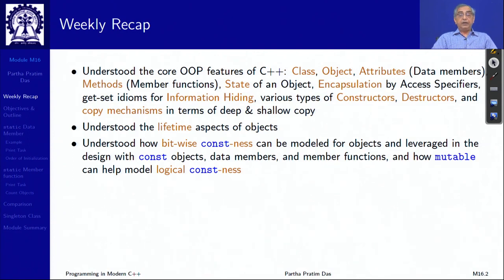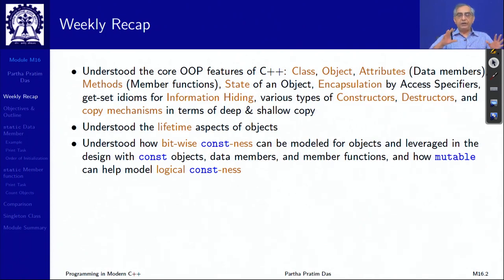Based on this, we also understood the lifetime of different objects, which is very key to our design. And finally, we took a look at constness at a bitwise level, where we can have objects which are constant, or data members can be constant, member functions can be constant, and a combination of these can give you a good design in terms of the logical constness, which is further supported by the mutable feature of C++.